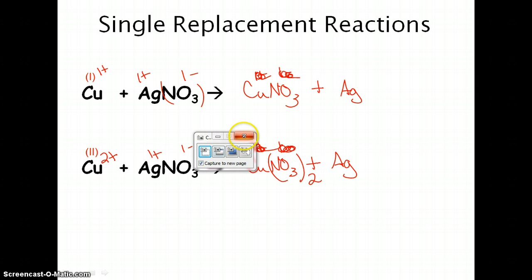Man, I keep hitting that button. Apparently, I don't know what button I'm hitting, but I'm hitting a button.